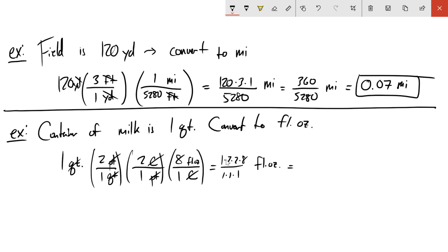Okay. So the numerator, 1 times 2 is 2, times 2 is 4, times 8 is 32. And downstairs, we just have 1. And so it looks like the answer is just 32 ounces in a quart.